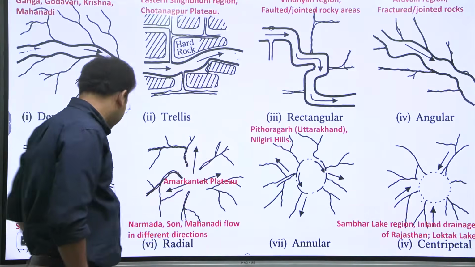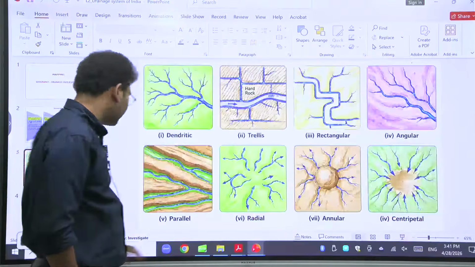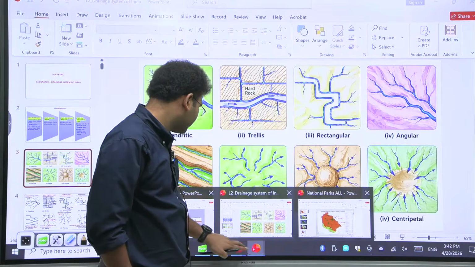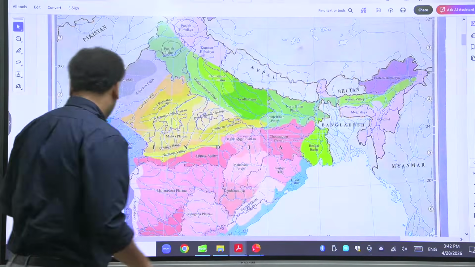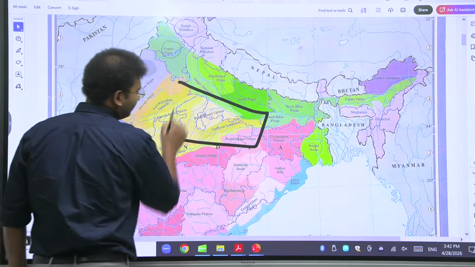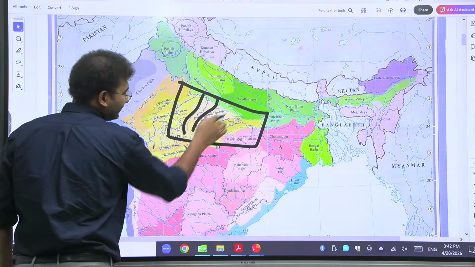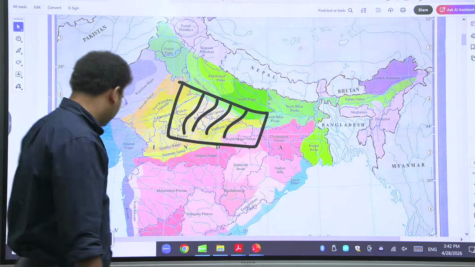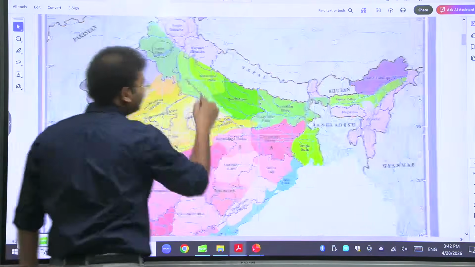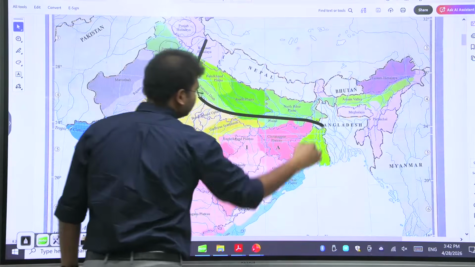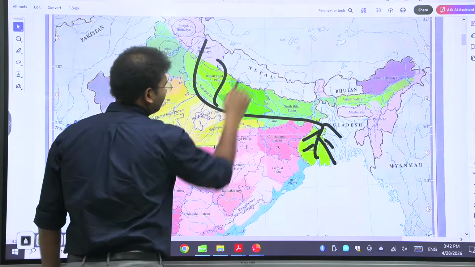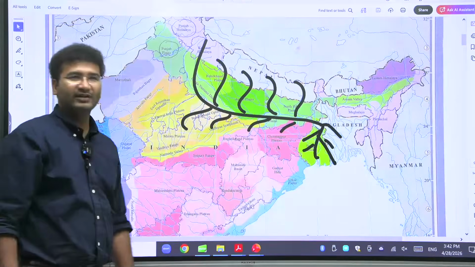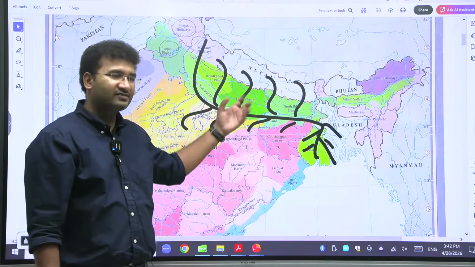Can I say the central part of India has trellis kind of drainage? Yes. So here, this will have trellis. That's why, in the gap, not many tributaries will be there, right? But come to Ganga. So this is your Ganga. It looks like a tree and its branches. We call this dendritic.